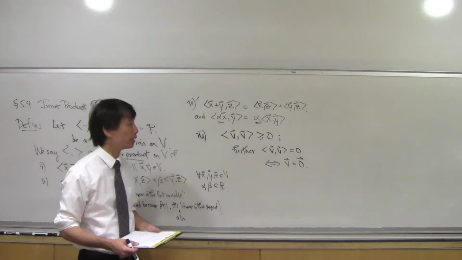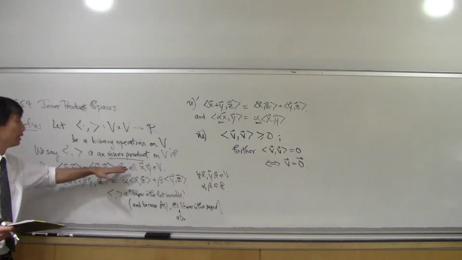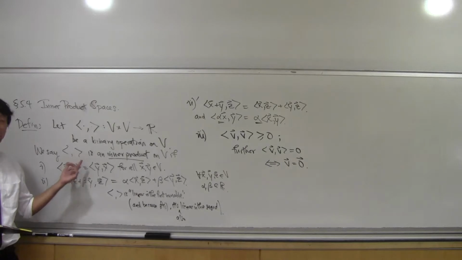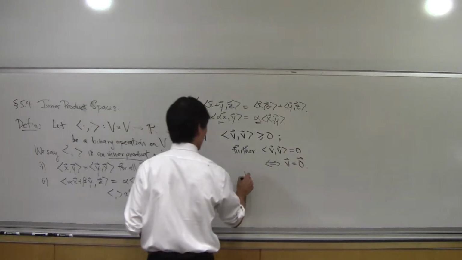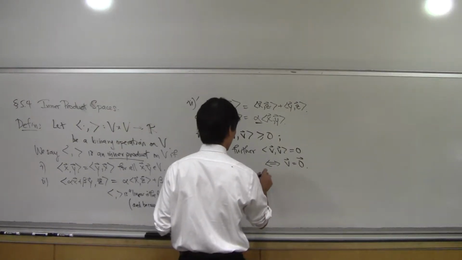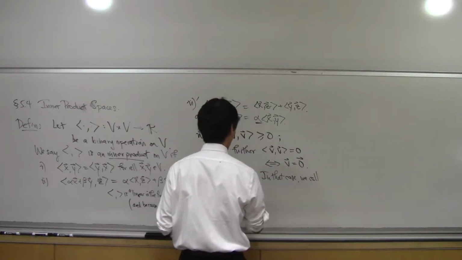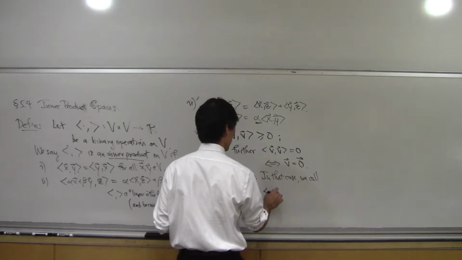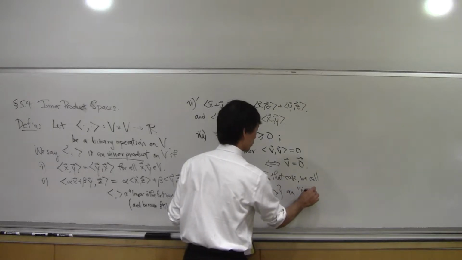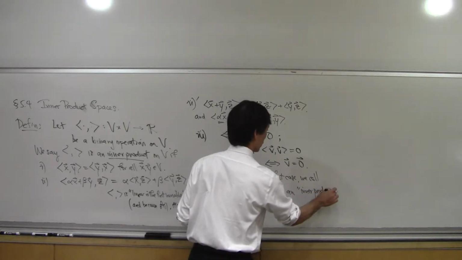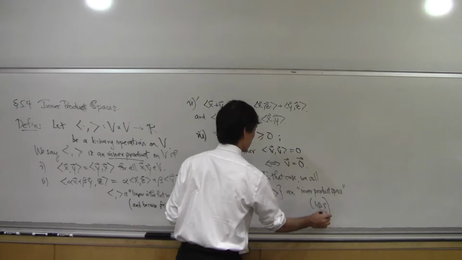Okay, so if all these 3 things happen, then we say that this thing is an inner product, right? Remark. In that case, we call the vector space with the inner product an inner product space, which I'm always going to abbreviate IPS.